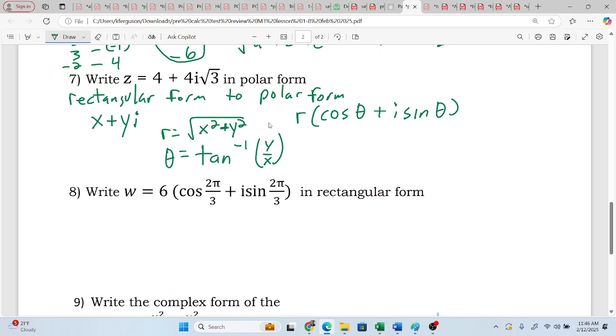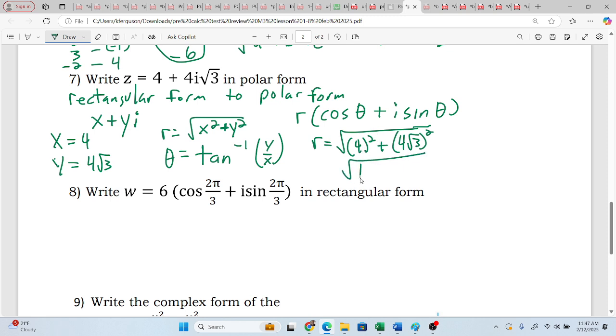So I just do some plugging and chugging right now. So 4 is my x, and y is 4 times the square root of 3. So to get my r for this problem, it's the square root of 4 squared plus 4 times the square root of 3, squared. What is that? Well, it's easy to know 4 to the second power is 16. But what is 4 times the square root of 3 to the second power?